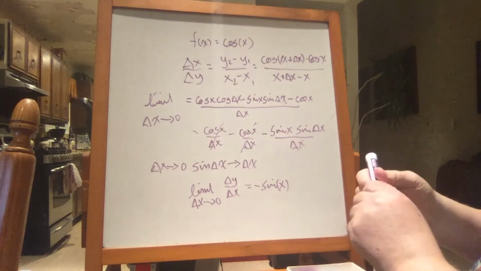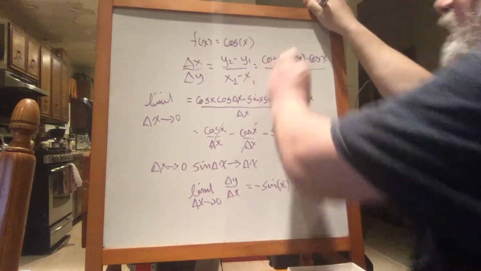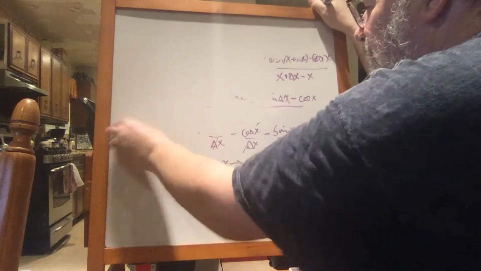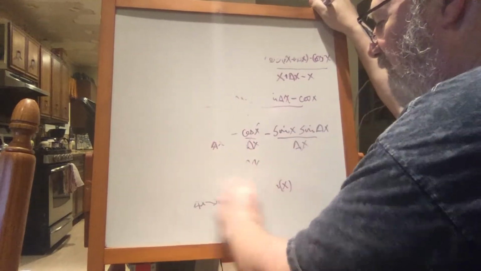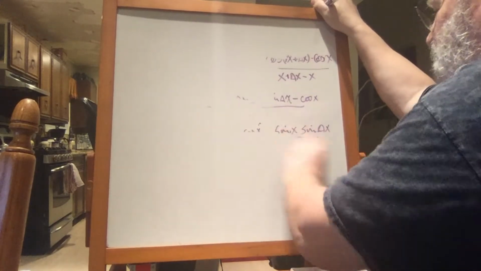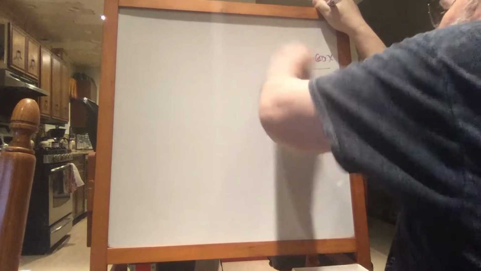Okay, that was for the cosine function. We did the same thing for the sine function, and we found that the derivative of the sine function is the positive cosine of x. So we have the two derivatives.